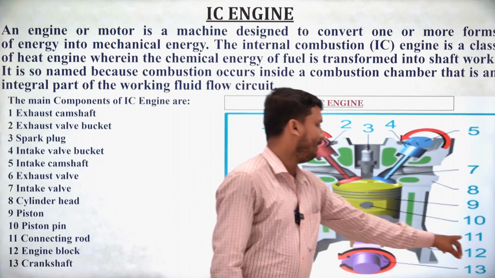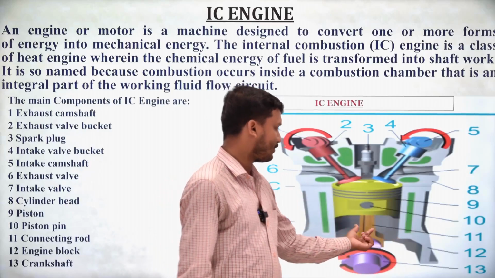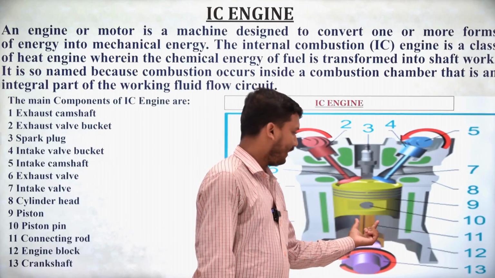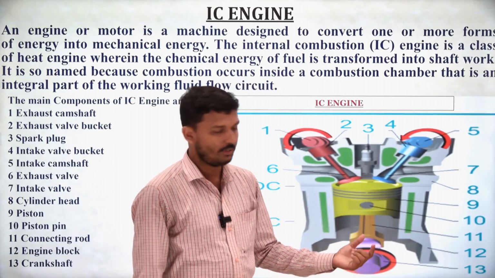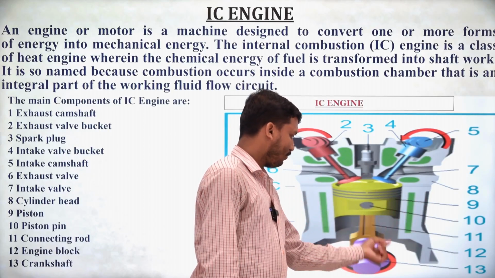The connecting rod is number 11. It only helps to connect, and it is completely made of cast iron. The connecting rod helps to transmit the motion from the piston through the piston pin, and it is connected by means of the crankshaft.